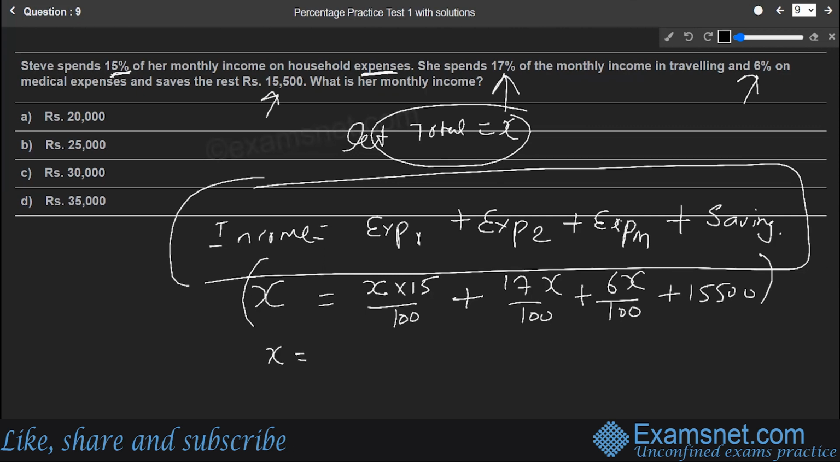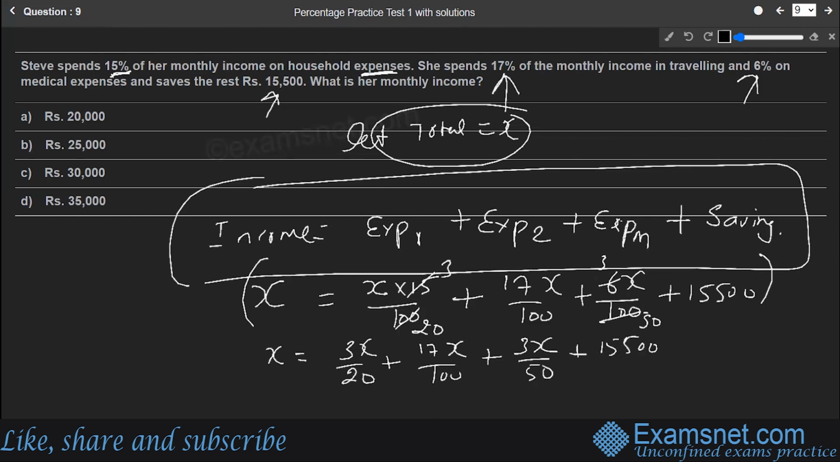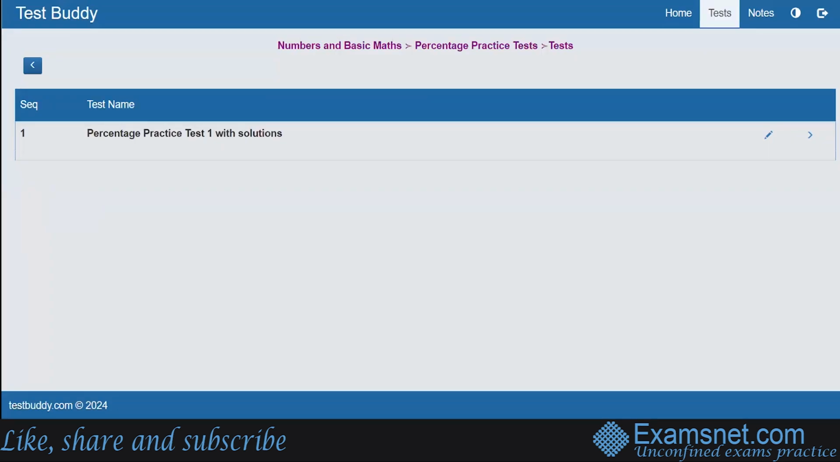So x is equal to, 15 and 100 can cut away, 5 3s are 15 and 5 20s are 100, so it's going to be 3x by 20, plus 17x by 100, which cannot be cut, so it has to be like this only. 6 and 100 can be cut, 2 3s are 6 and 2 50s are 100, so it's going to be 3x by 50, plus 15,500, is equal to x. So we can take the LCM as 100. 5 20s are 100, so 15x plus 17x plus 6x plus 15,500 into 100, upon 100. If we solve this further, we can get to the answer.